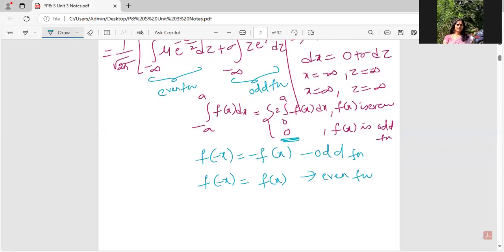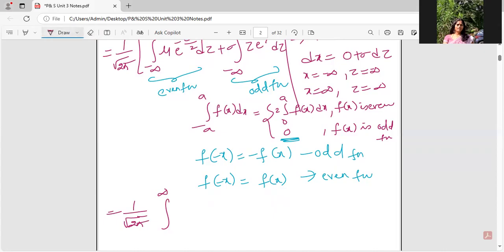So what will this value be? 1 by under root 2 pi, integral, no, not minus infinite, 0 to infinite, I'm sorry, because it's an even function. And then here I'll be having 2. Mu e power minus z squared by 2 dz. And the second integral's value would be 0.